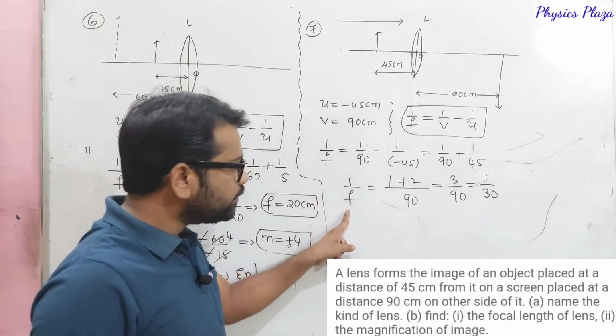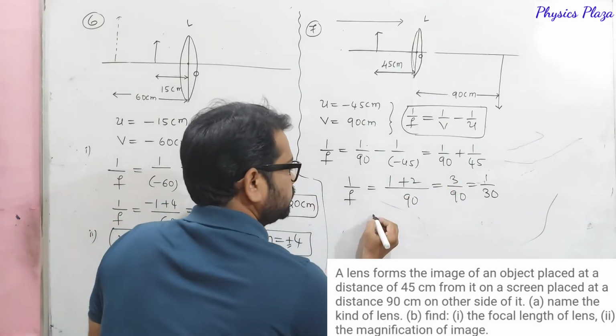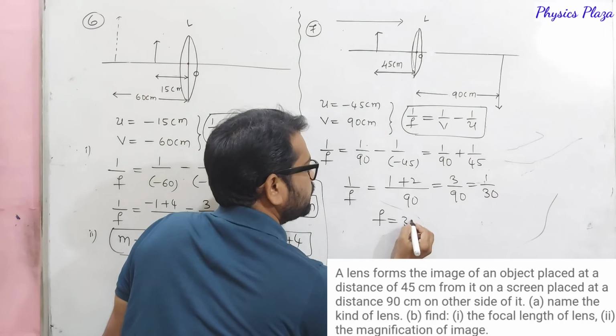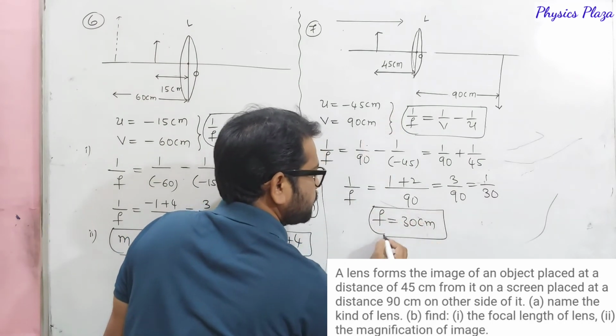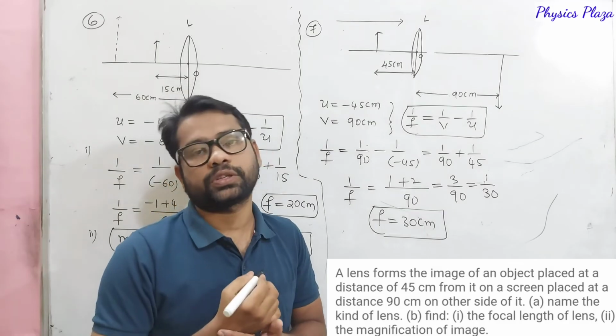So as 1/f = 1/30, children, then f = 30 centimeters. See here, as it is a convex lens, we got plus. The focal length of a convex lens is positive only.